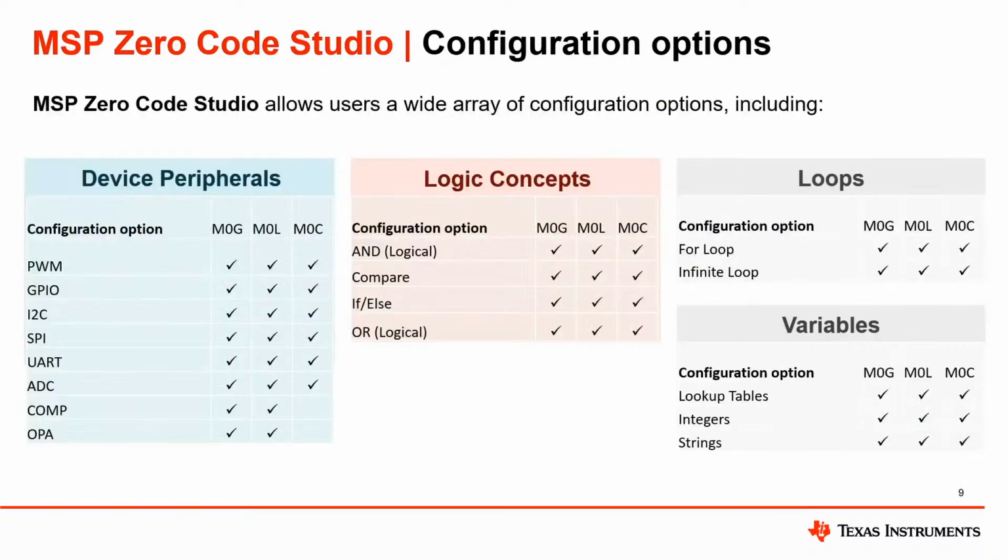We are continuously adding new blocks and features to the studio as our MSPM0 portfolio is growing in parallel. This tool offers device peripheral blocks such as PWM control, GPIOs, different communication interfaces like UART, SPI, I2C. There are also blocks for conventional logic concepts such as and, compare, if else, or, and more. There are also options to add different loops and variables into the sandbox as well, as shown on the right.